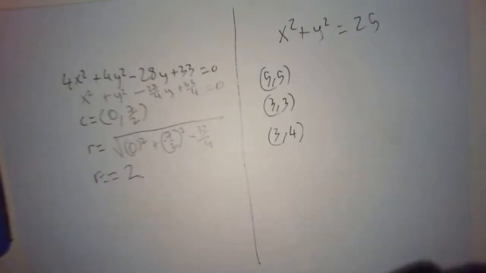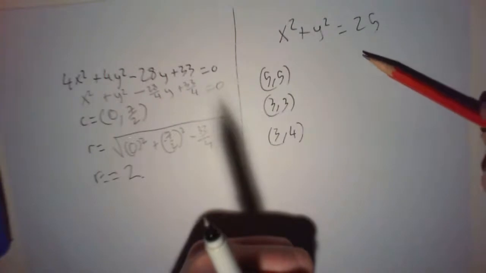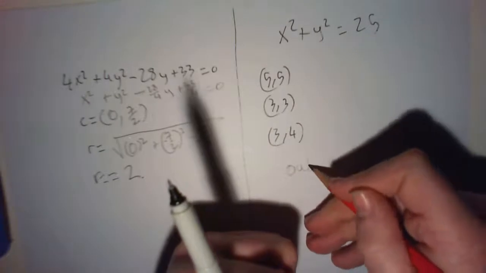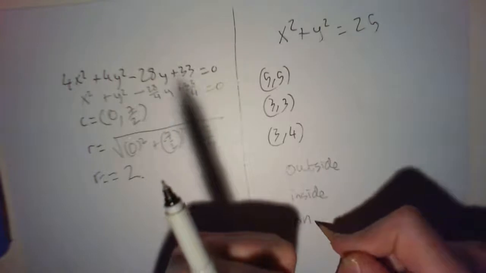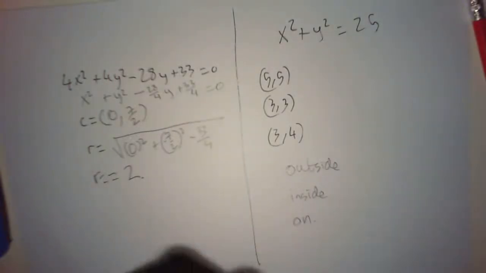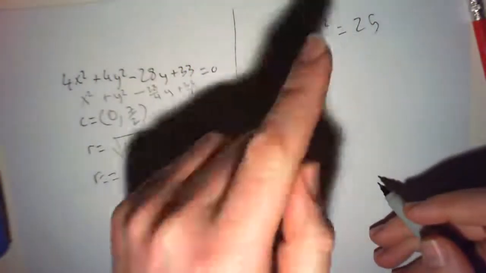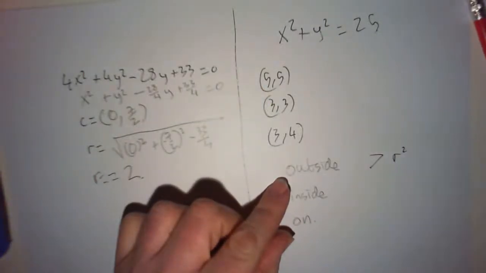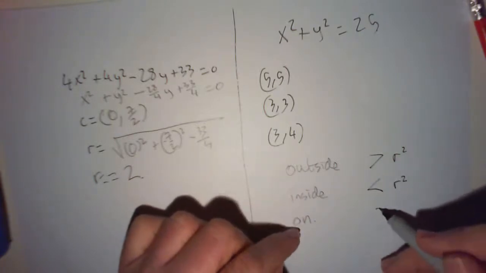Now, you can use the equation of a circle to determine whether the point lies outside, inside, or on. Okay, so you're probably asking yourself, well, how? I don't believe you. Okay. If it's outside, then when you substitute the point into the equation, it'll be greater than the radius squared. If it's inside, it'll be less than the radius squared. And if it's on, it'll be equal to.